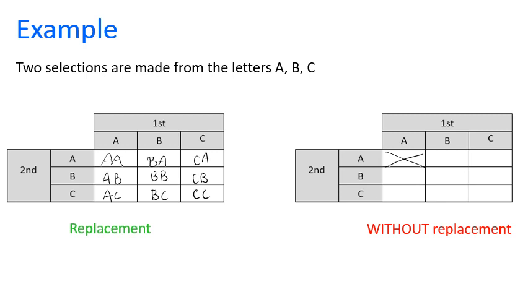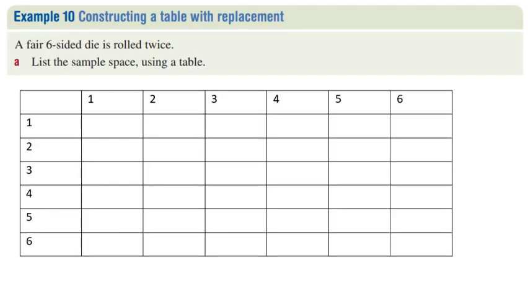We could have a B and an A, C and an A. We could have an A and a B. We can't have a B and a B, because if a B is selected on the first step, then it's not put back in there, so we can't select it on the second step. We could get a C and a B, A, C, B, C. And if we select a C on the first step, it's not replaced, so we can't select it on the second step.